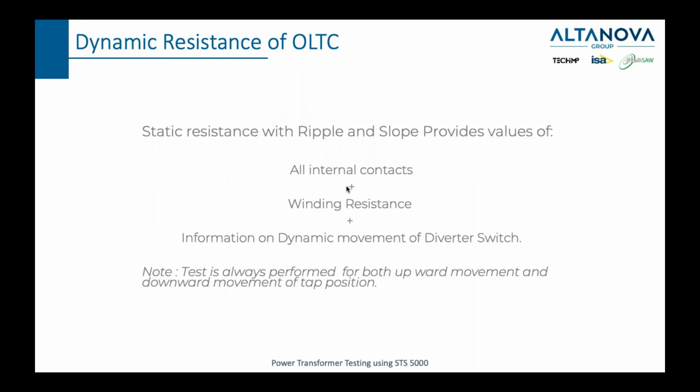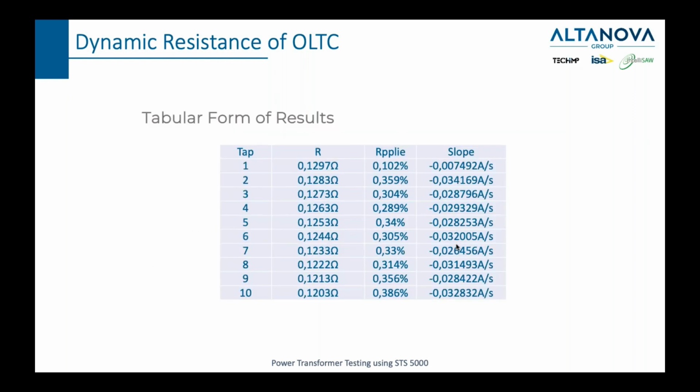What the ripple and slope provide, as we said, is all internal contacts and winding resistance, which gives us the information on dynamic movement of the diverter switch. And also keep in mind that it's always performed for both upward and downward movement of tap position, which is a standard. In one example here, we can see how going from position 1 to position 10, the resistance changes from 129 milliohm to 120 milliohm. So effectively, you have 1 milliohm difference. So you see 129, 128, 127, etc., and 120 is the last one.